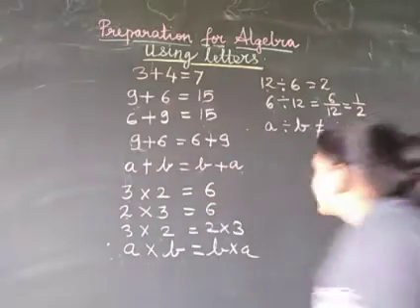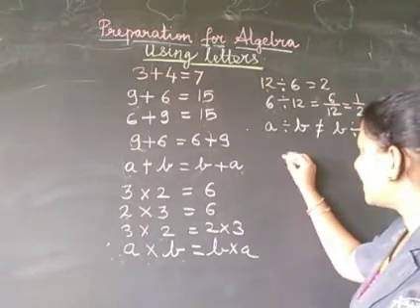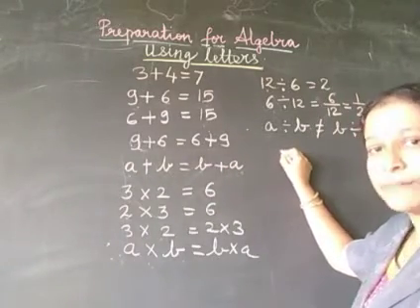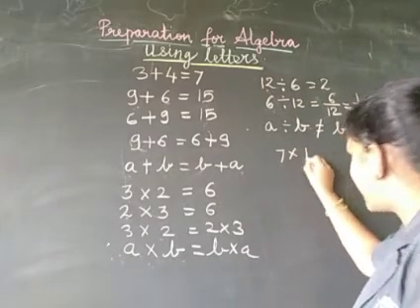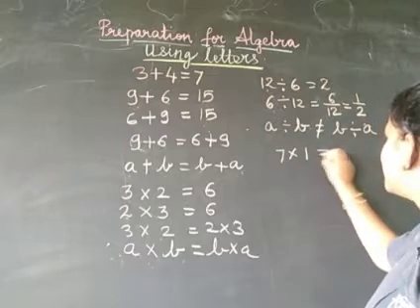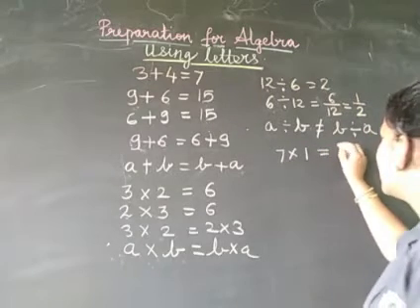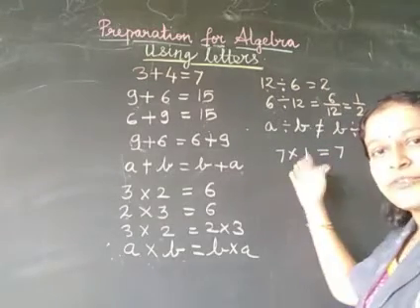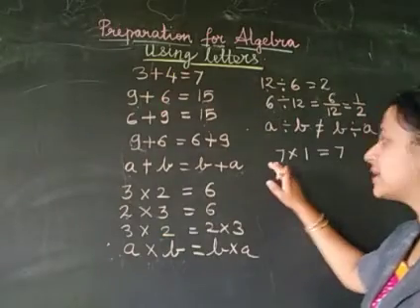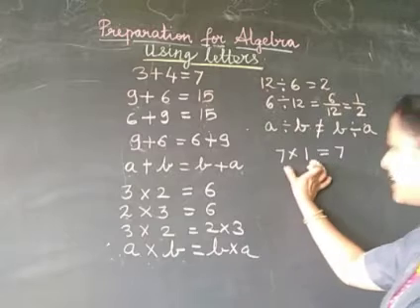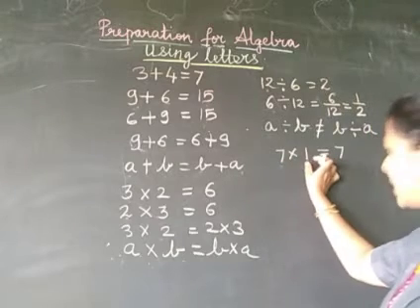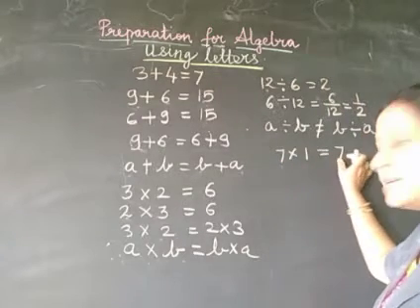Now what different properties? We have learned that if any number is multiplied by 1, for example, if I take 7 multiplied by 1, what will be the answer? It will be nothing but 7. Even if you interchange the place, you will get the same answer. Just as we learned just now. Any number multiplied by 1 is the number itself.